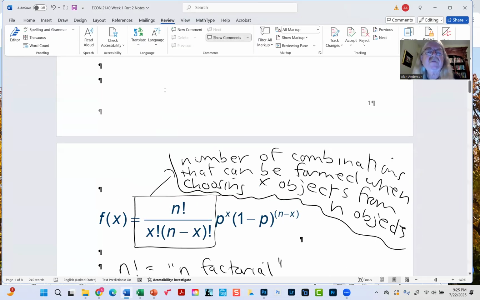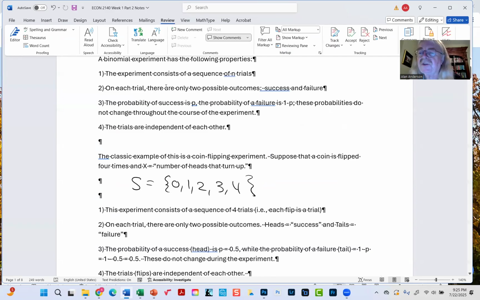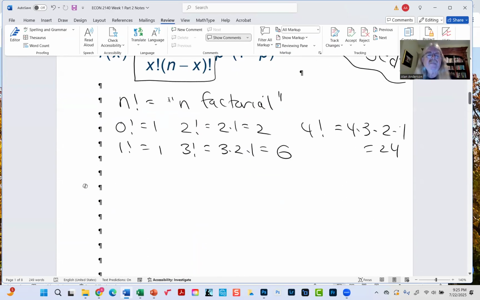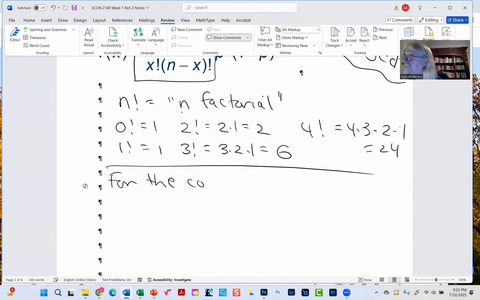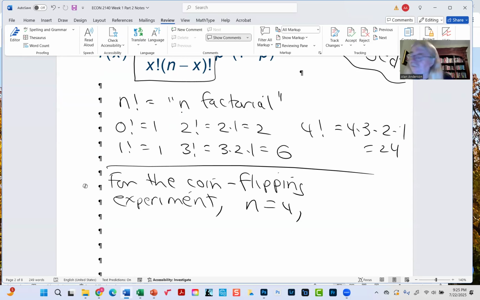If you wanted to calculate the probabilities for this particular example, this is how it would work. For the coin flipping experiment, N is 4, and P is going to be 1/2, because that's the probability of getting a head. And that implies that 1 minus P would also be 1/2. That's the probability of getting a tail.